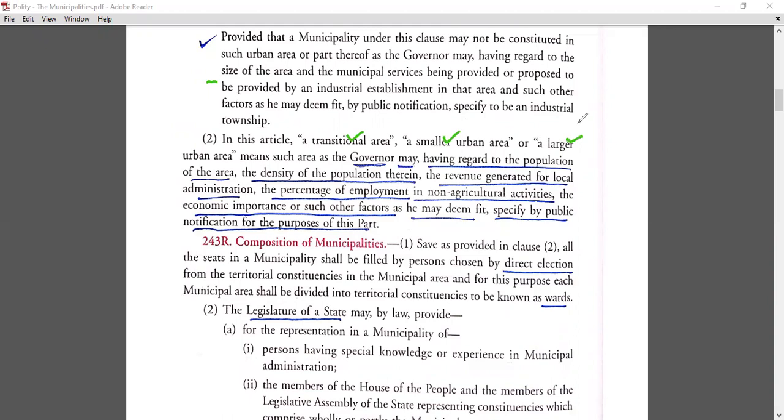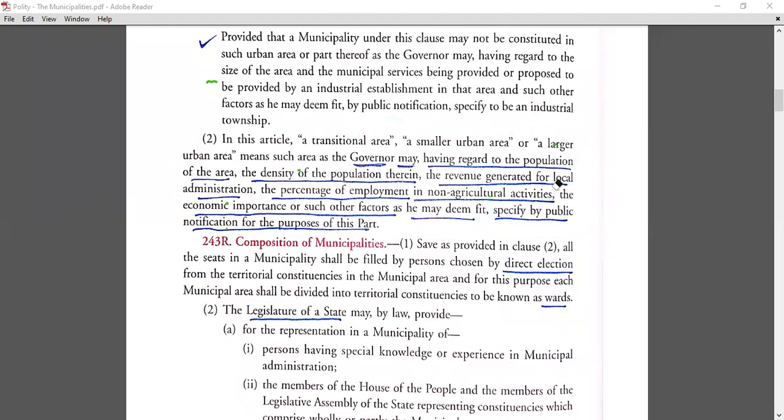Now these are those areas. Now there are some parameters. You need to remember the parameters and they are mentioned in the constitution itself. Governor, with regard to number 1, population, number 2, density, number 3, revenue generated for local administration. Okay, for local administration. Number 4, percentage of employment in non-agricultural areas. So we are not talking about the agricultural activities. So percentage of employment and then economic importance. Okay, number 5. And any other factors we can take into account. The Governor can take into account to specify by public notification which is a transitional area, which is a small urban area, which is a large urban area. So this article becomes very important from prelims point of view because these are the parameters. They will ask the parameters. Okay.